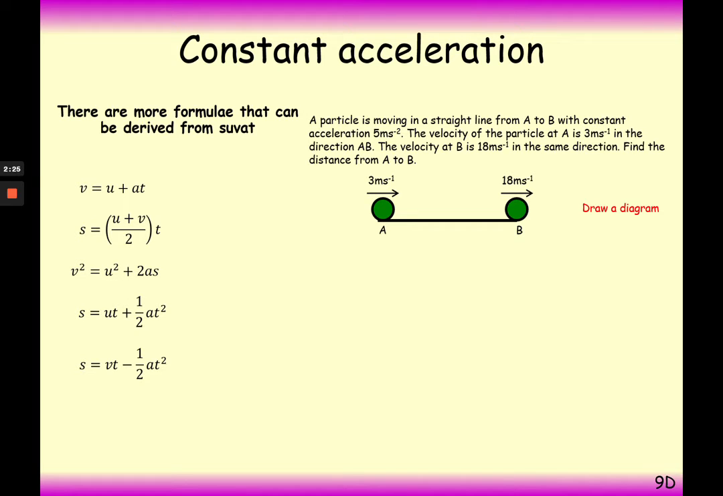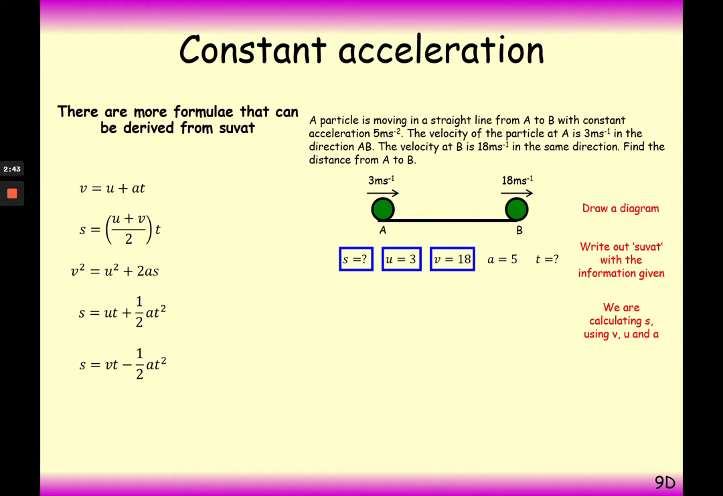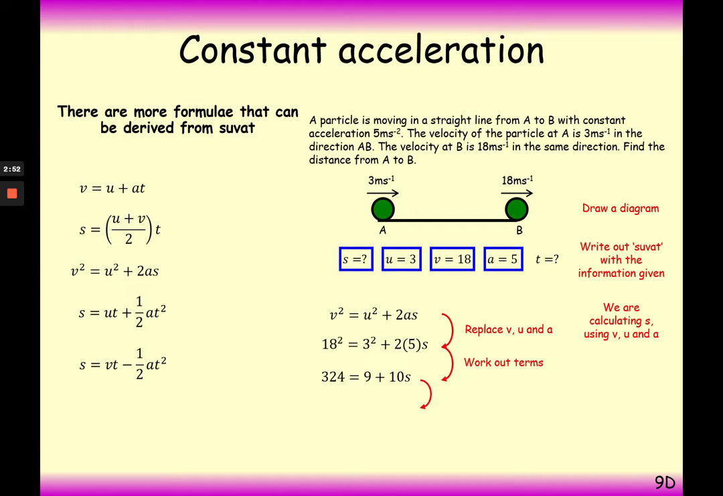Then we're going to write out our SUVAT values that we've got. So we're trying to find s. We know u, we know v, we know a, we don't know t. So we're trying to find s, we've got u, v and a. So therefore we're going to use v squared equals u squared plus 2as. So if we sub in the values we have, and then solve that equation reasonably simply, you get s is 31.5 meters. Okay.